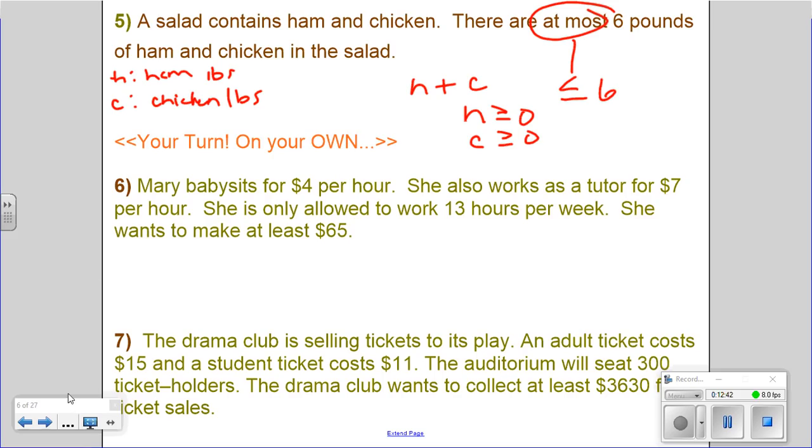Please work on 6 and 7 on your own. Make sure to take a picture when you're finished.